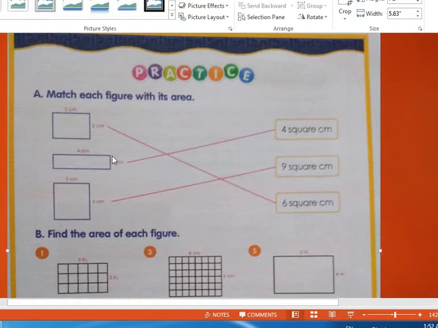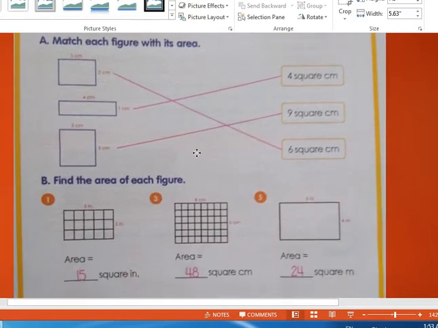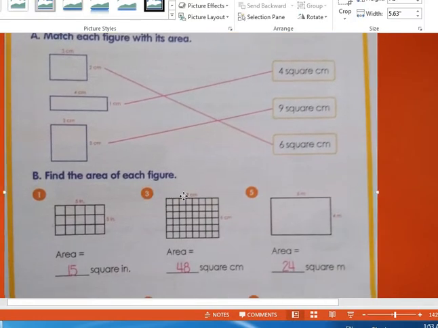Here in this figure, 1 and 4. So multiply 4 times 1, excellent, 4 square centimeters. Here I have 3 and 3. So it will be 3 times 3, yes, 9 square centimeters. Okay, find the area of each figure.